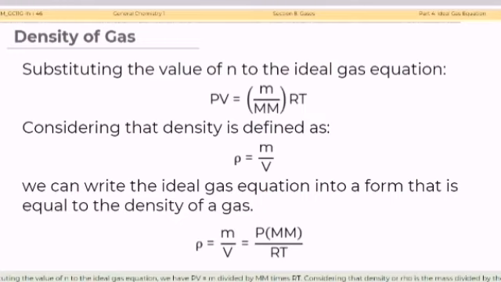Substituting the value of n to the ideal gas equation, we have PV equals m divided by the molar mass times RT. Considering that density is the mass divided by the volume, we can write the ideal gas equation in a form that is equal to the density of a gas. Simply rearrange the first equation on the screen and solve for the mass divided by the volume. From here, we get the density equals P times molar mass divided by RT.